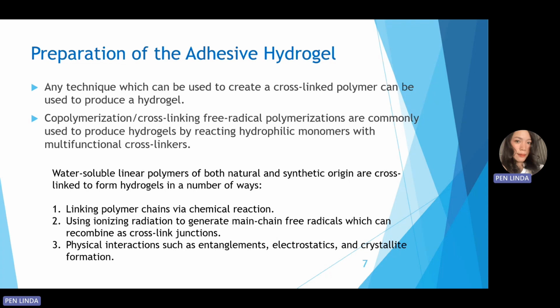First, linking polymer chains with chemical reaction. Second, using ionizing radiation to generate main chain free radicals, which can recombine as cross-link junctions. And third, physical interactions such as entanglement, electrostatics, and crystalline formation.